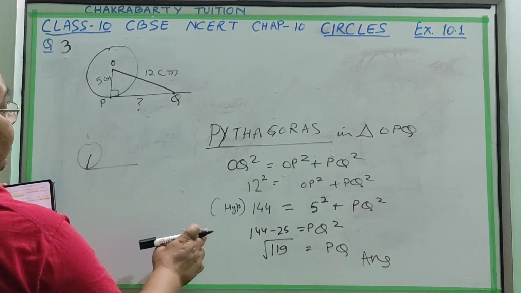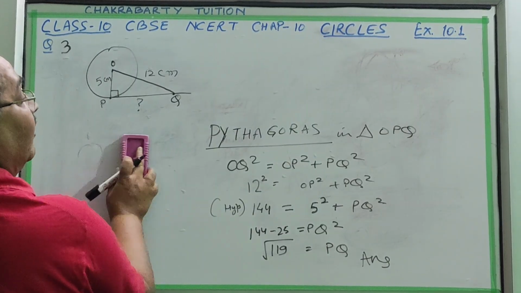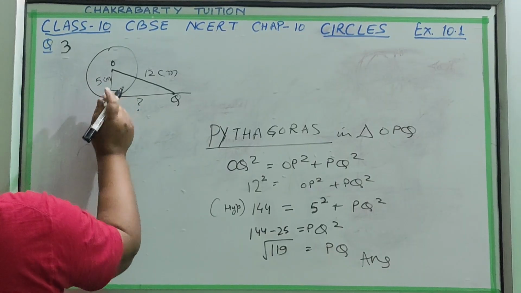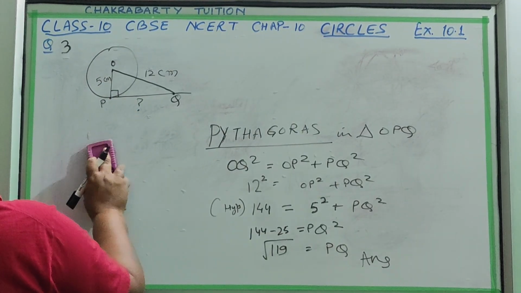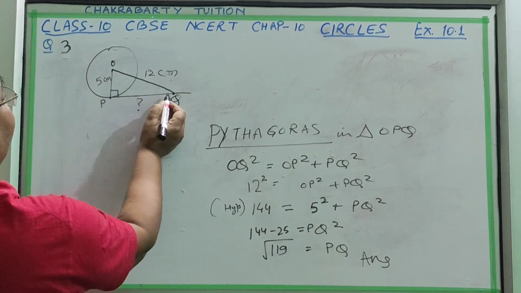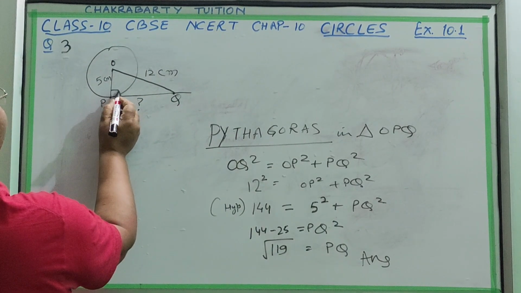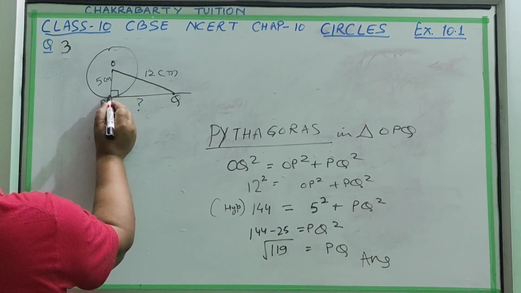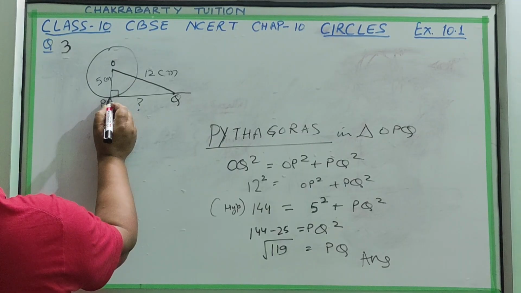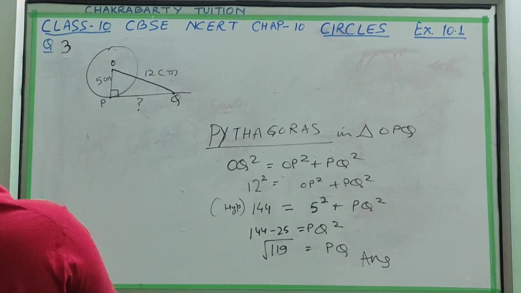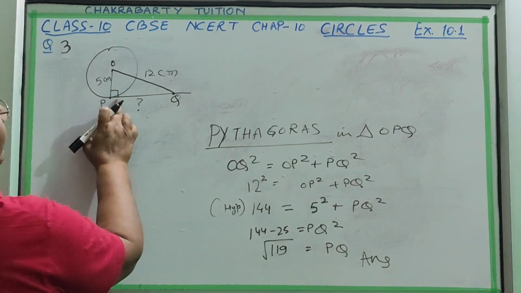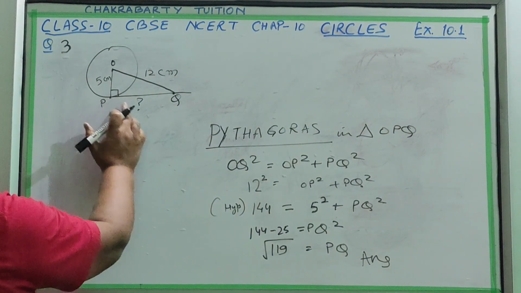So what we will do? We will use the Pythagoras theorem, because this is a 90-degree angle. All radii that touch the tangent make a 90-degree angle, perpendicular. It is always perpendicular to the line. The radius meets the line through the center O at a point, OQ. So if it is Pythagoras, it is a 90-degree angle.